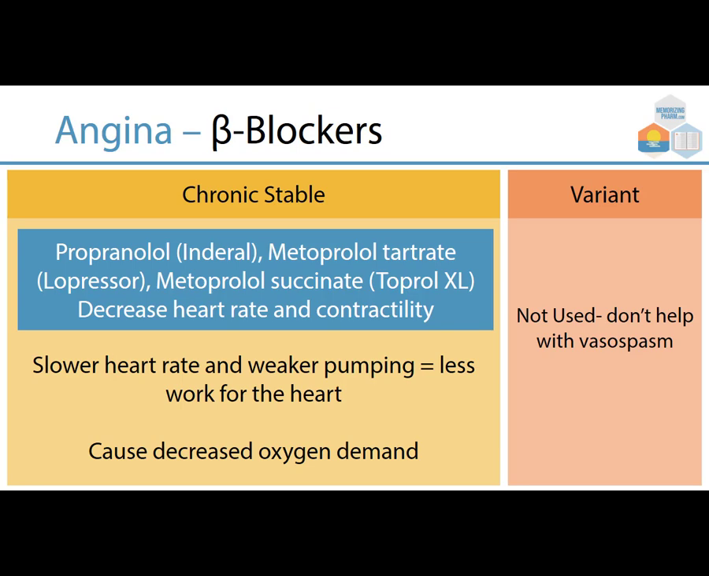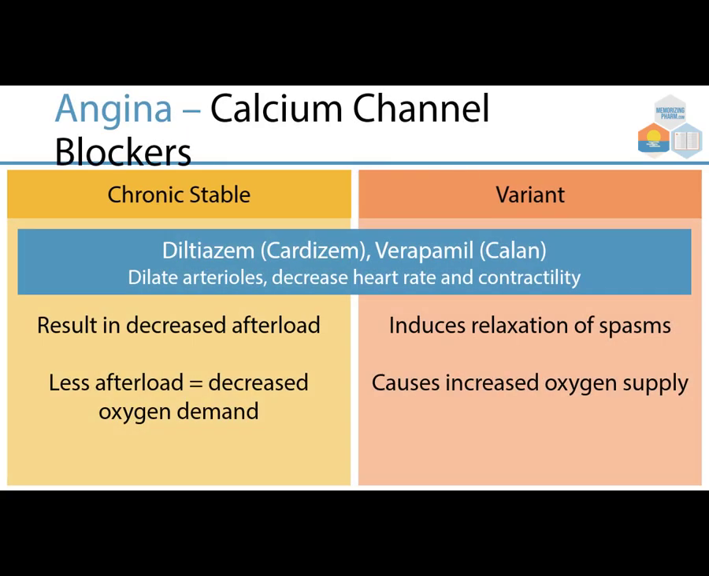With variant, we don't use beta blockers. They don't help at all with vasospasm. So when you're thinking about the variant, we're thinking, okay, well, maybe I can use a nitrate, or maybe I can use a calcium channel blocker, which is the next one we'll talk about.